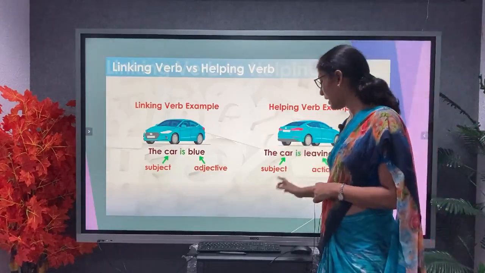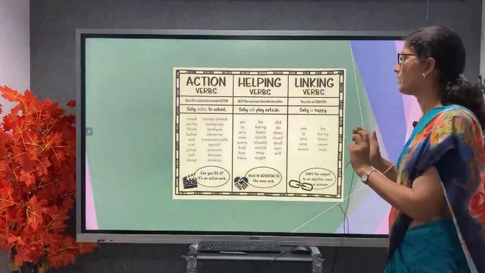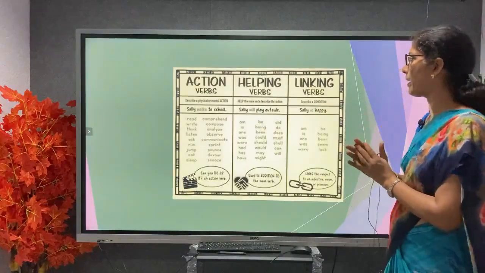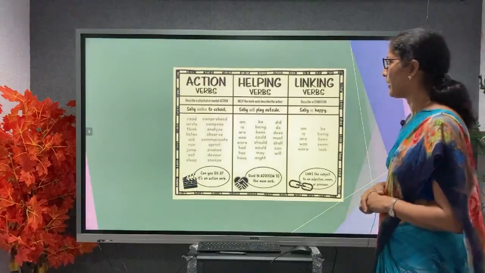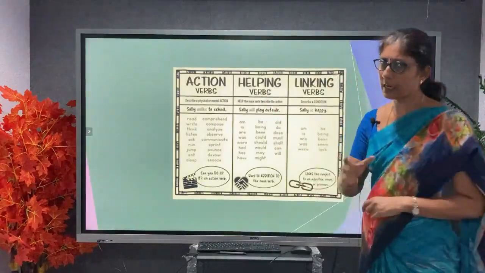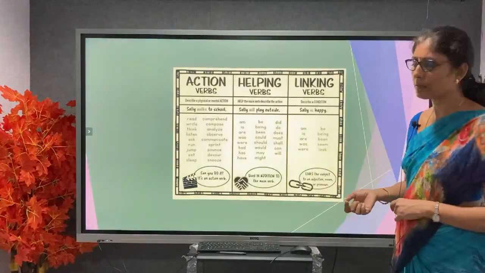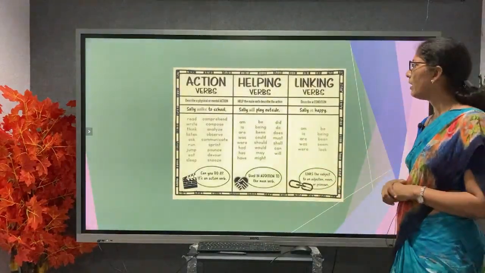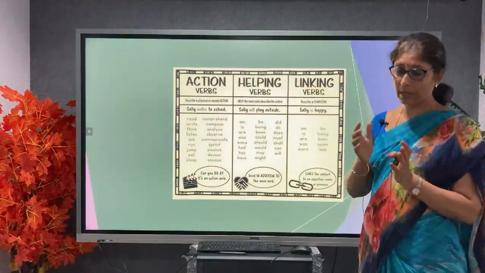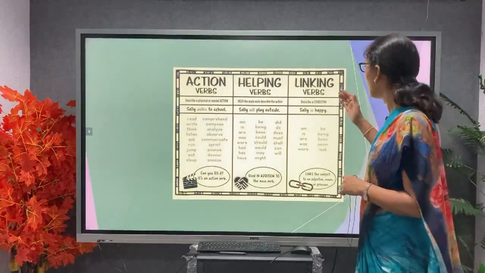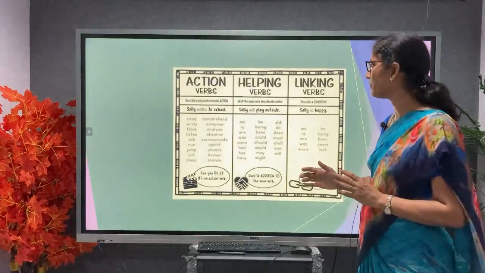Linking verb versus helping verb. Next, first we will find the difference. We will compare action verbs, helping verbs, linking verbs. Action verbs describe a physical action. They need an object. Sometimes they don't need one. Helping verbs means they are accompanied with the principal verb. Linking verb means it links the subject and its complement.